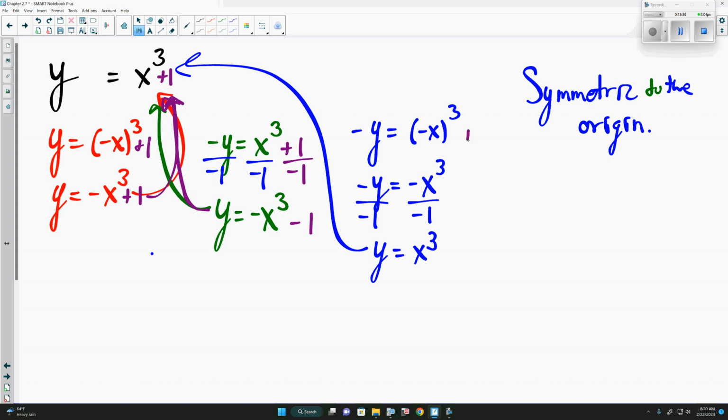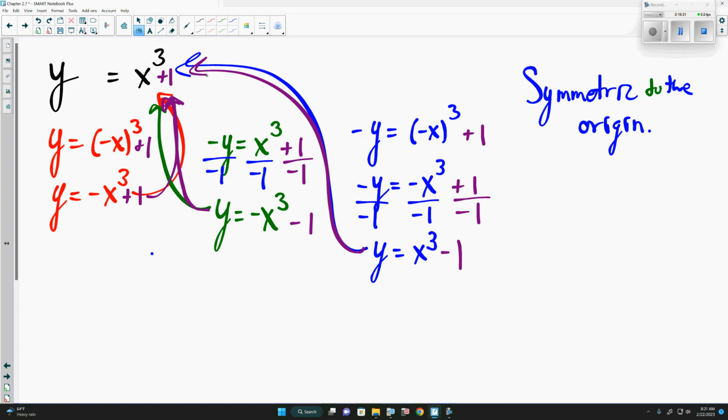If we add 1 here, I still have to divide by negative 1, which makes it, is the one for the origin the same as what we started with? No, because as soon as I added 1, it's not reflective across the origin anymore. We moved it. Does that kind of make sense? So it's not guaranteed that every cubic function is going to be symmetric to the origin, but the parent function y equals x cubed is.